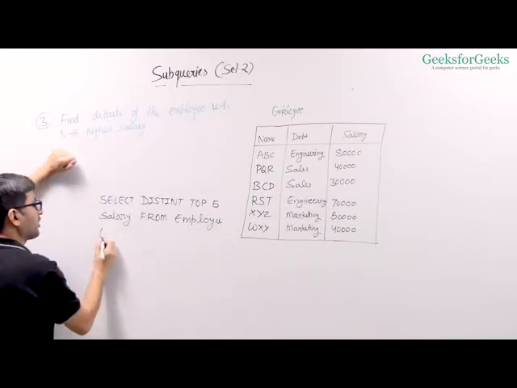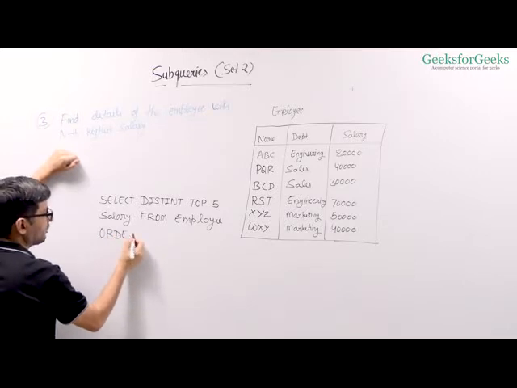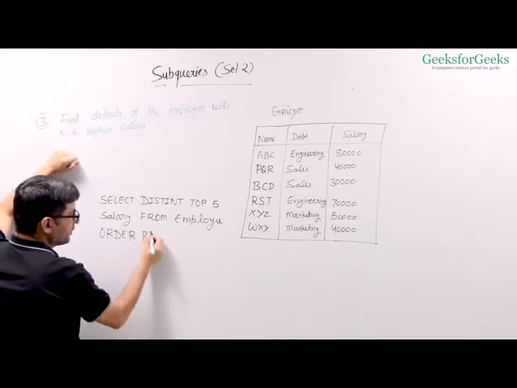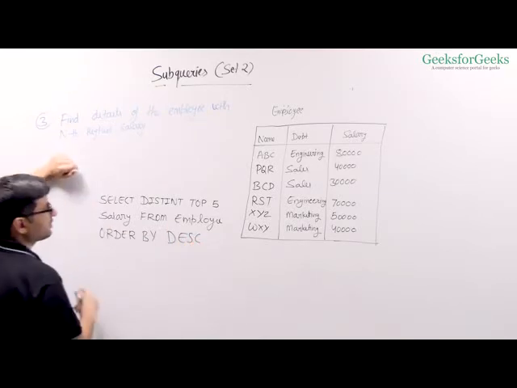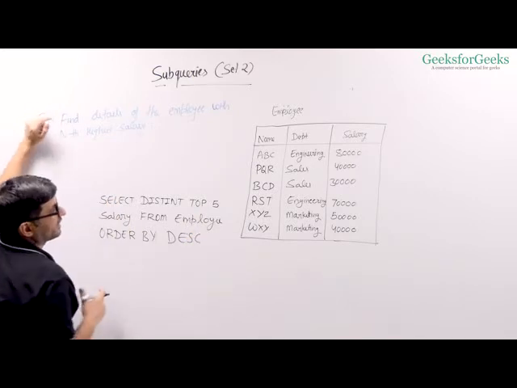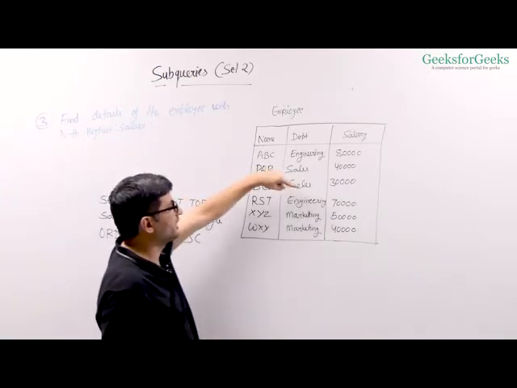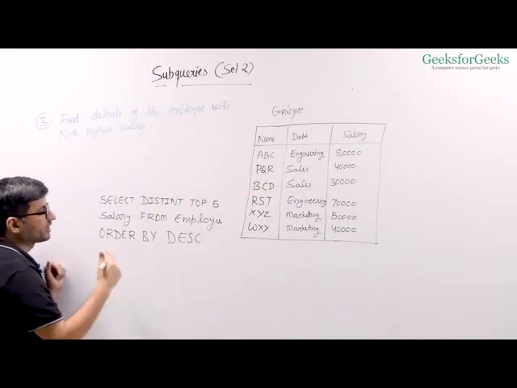We use order by, and we want to order them in descending order, so we'll use DESC. This is a keyword in SQL to sort them in descending order. So I've selected the top 5 salaries and I'll get output as 80, 70, 50, 40, 30 because I've used distinct also, and I'll get them in decreasing order, right?